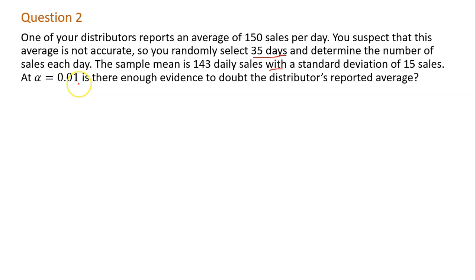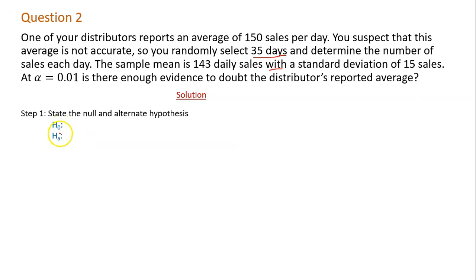At alpha equals 0.01, is there enough evidence to doubt the distributor's reported average? So to solve this, you write step 1: state the null and alternate hypothesis. Then you come down and state it. So you write H sub 0, then you bring your colon. Then you come down and write H sub 1 and also bring your colon.